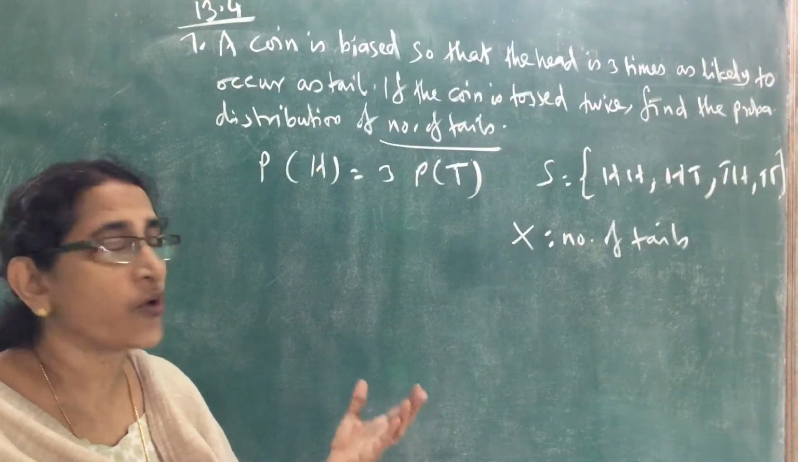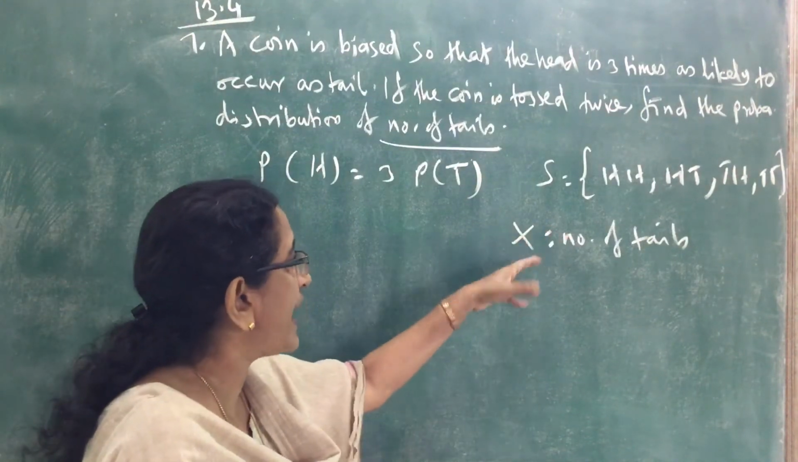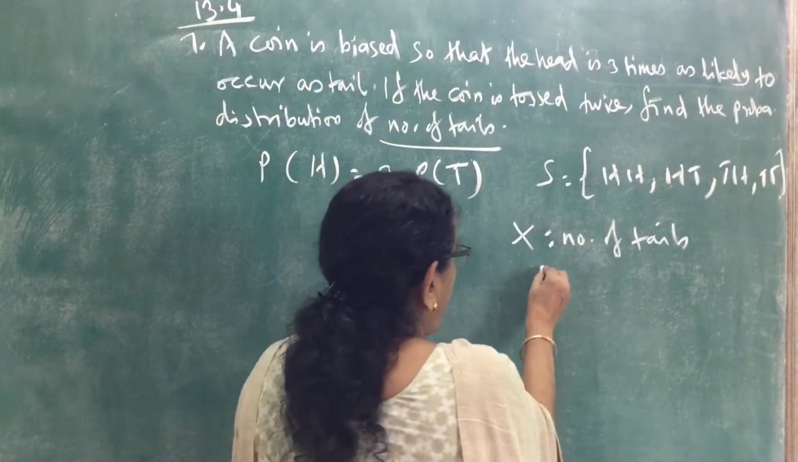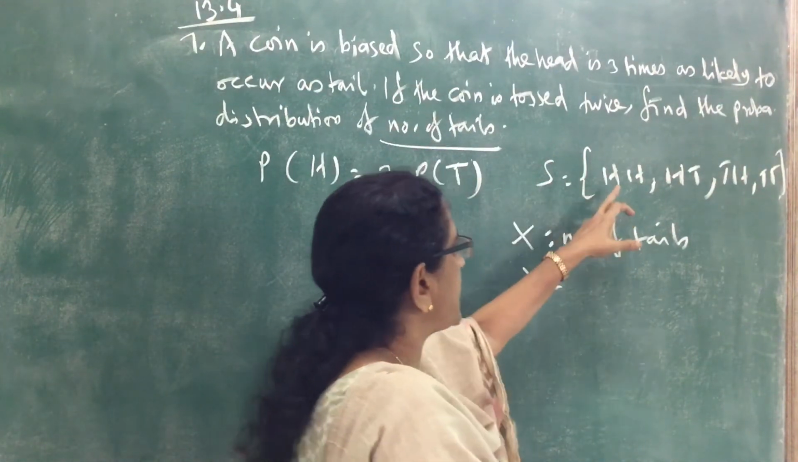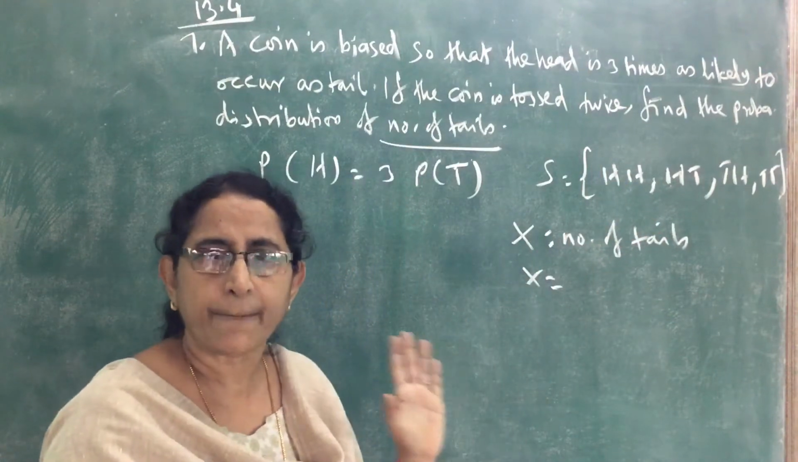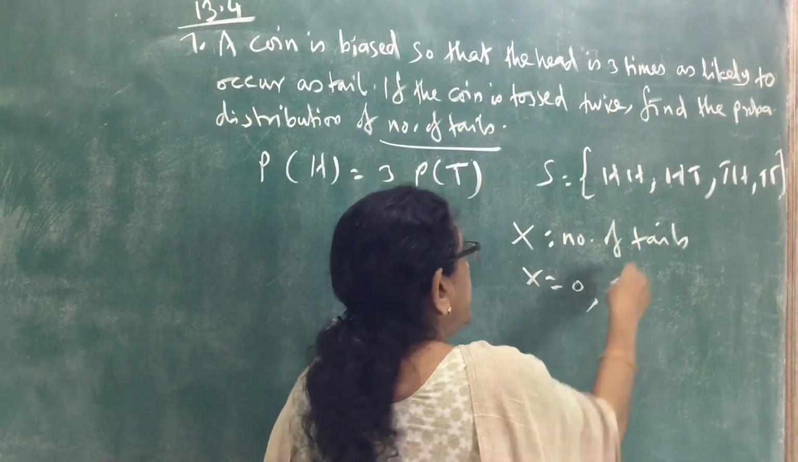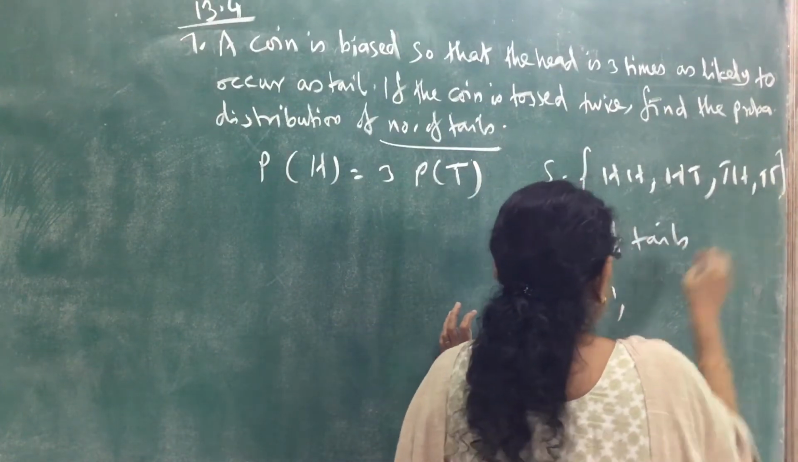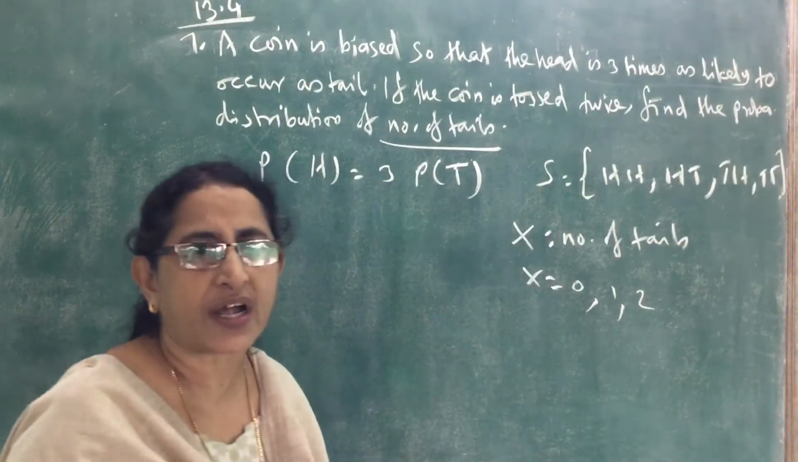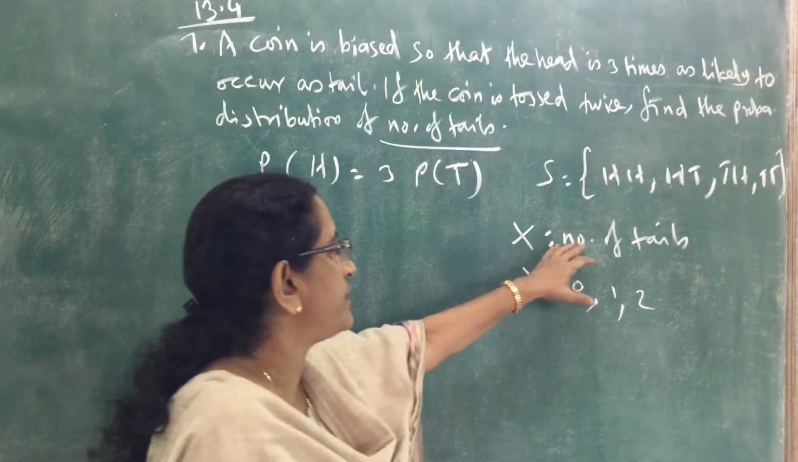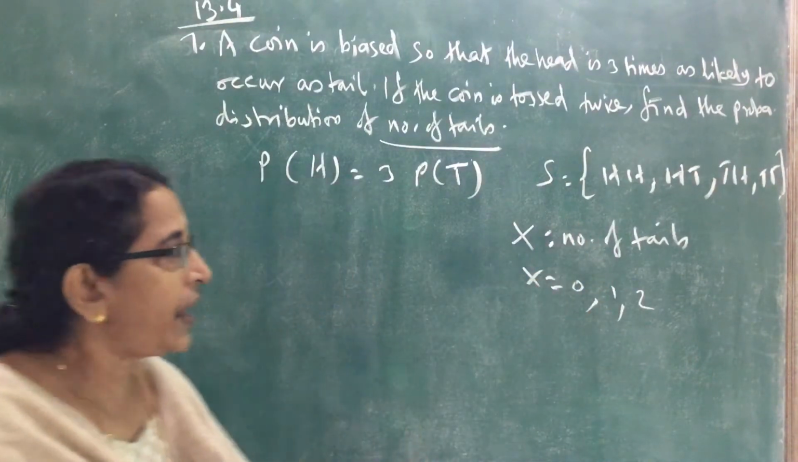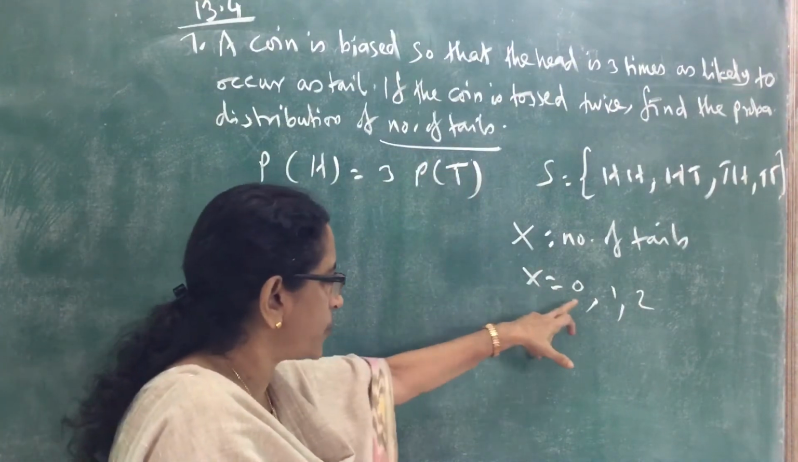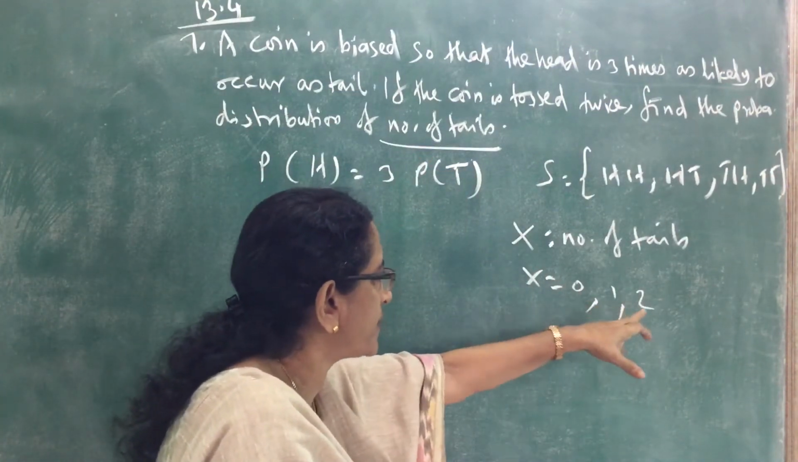So what can be the possible values of the random variable X? Number of tails can be the possible values of X. In this case, there is no tail, number of tails is 0. Here number of tails is 1. Here number of tails 1. Here number of tails 2. So 0, 1, 2 are the possible values of the random variable X. Now we have to find the probability that X equal to 0, probability that X equal to 1, probability that X equal to 2.